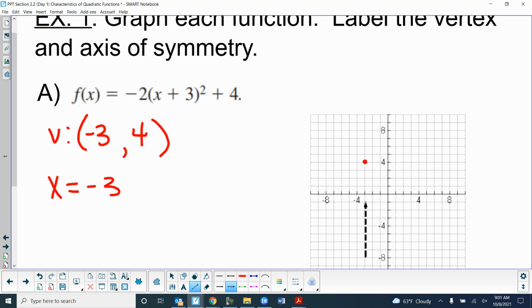I want it to show. There we go. So there's my axis of symmetry, down through the vertex, right?